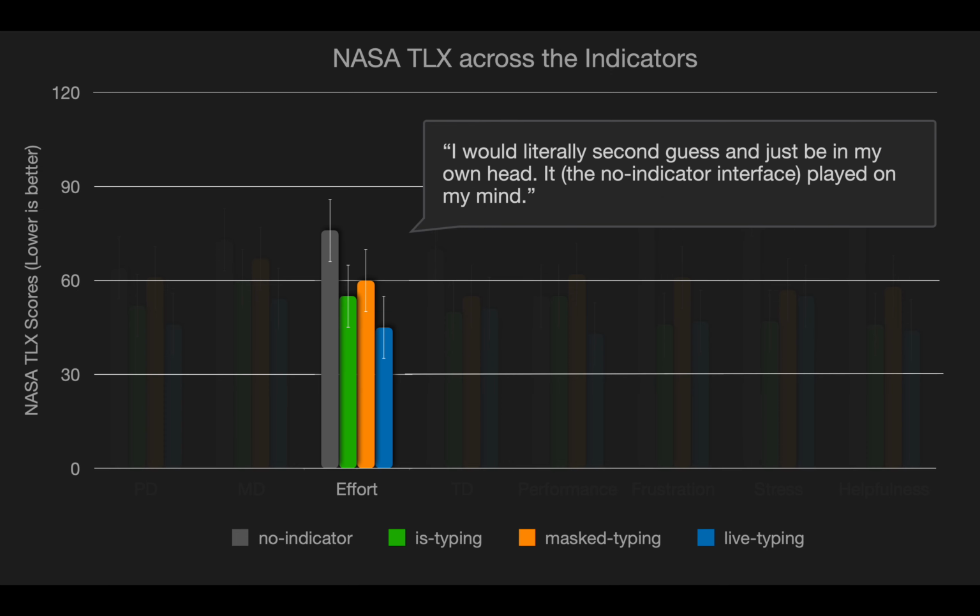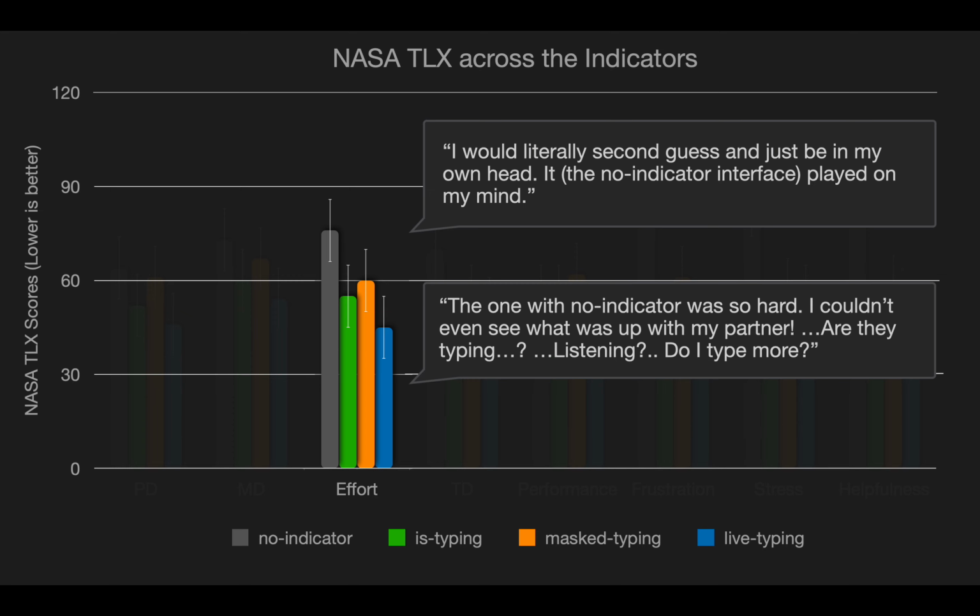This was reflected in user interviews where one participant reported, "I would literally second guess and just be in my own head. The no indicator interface played on my mind." And, "The one with no indicator was so hard. I couldn't even see what was up with my partner. Are they typing? Listening? Do I type more?"